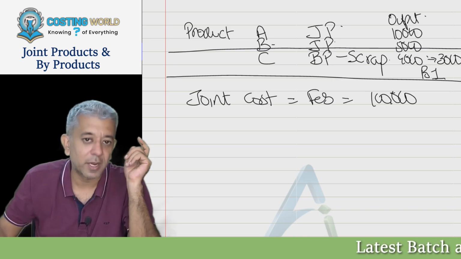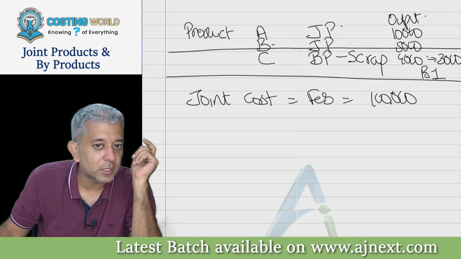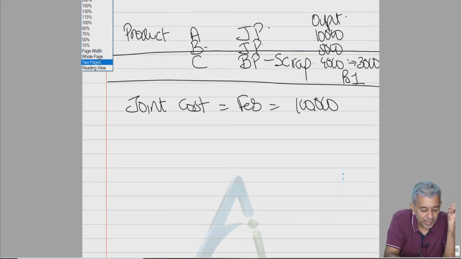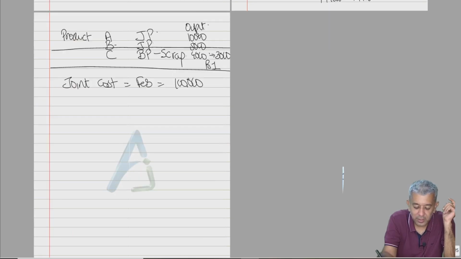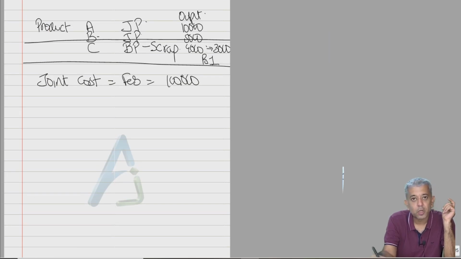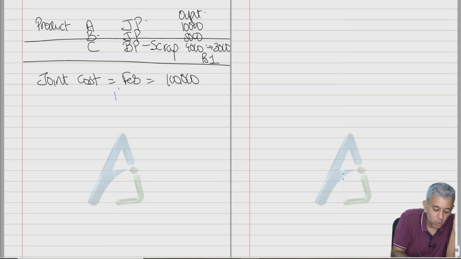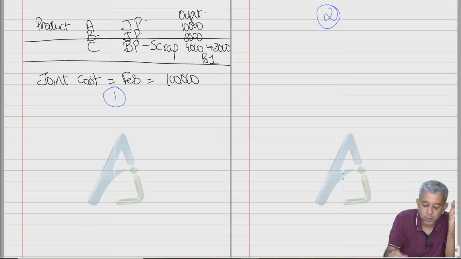Now, I'll try to make the screen bigger. Okay. Now, listen very carefully. I am giving you all 2 options for accounting. Option number 1, option number 2. You'll have to tell me which of them is correct.